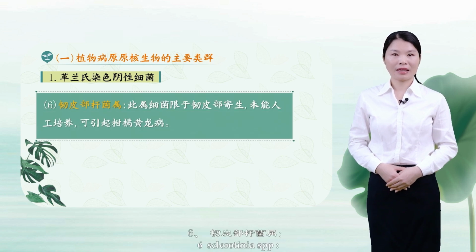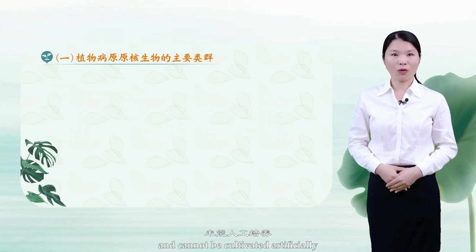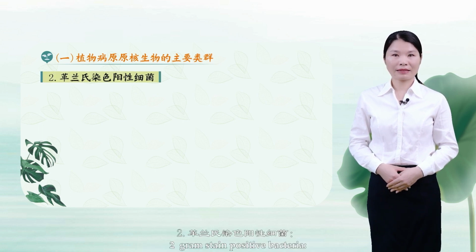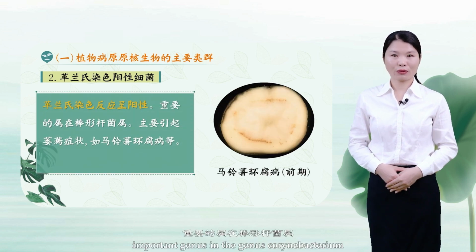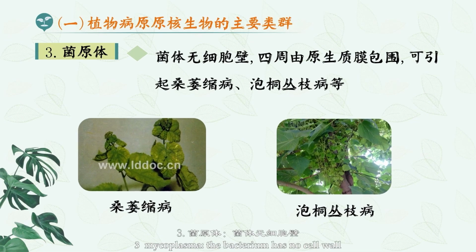6. Liberibacter. This genus of bacteria is limited to parasitizing in the phloem and cannot be cultivated artificially, which can cause citrus yellow dragon disease. 2. Gram-stain positive bacteria. An important genus is Corynebacterium, which mainly causes wilt symptoms. 3. Mycoplasma. The bacterium has no cell wall and is surrounded by a protoplasmic membrane, which can cause mulberry dwarf disease, paulownia witches' broom disease, etc.